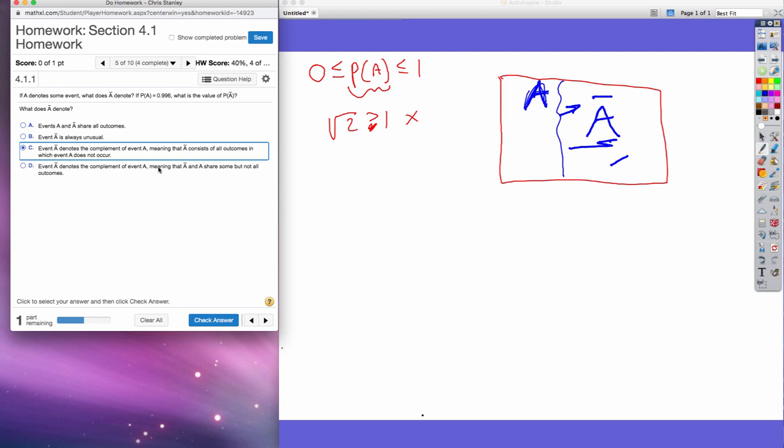Pause the video and read through all these. But A and A complement can't share outcomes because that's what the complement means.